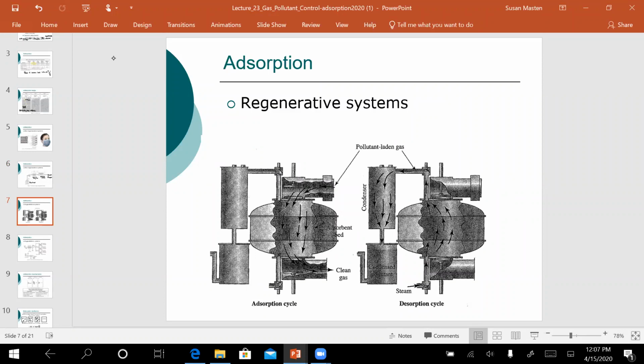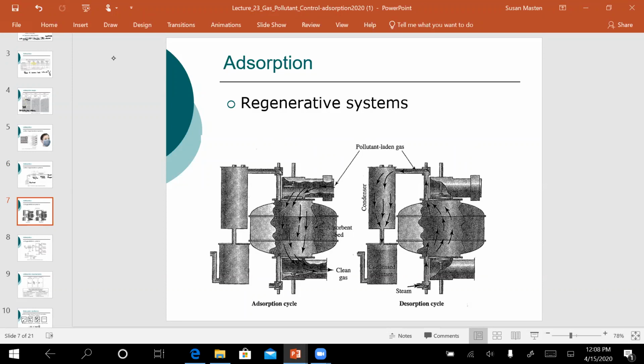We also have regenerative systems. These are often used where the product is valuable. So for instance, in the dry cleaning industry, we may want to recover tetrachloroethylene, or perchloroethylene, which has been used extensively. So what we can do is we operate this typically with multiple beds. So we have some sort of a carbon adsorption system. So we're removing that perchloroethylene from the air stream.